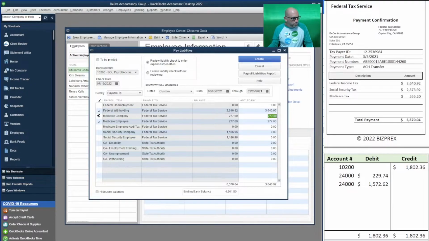So federal taxes we have to pay: 6,517.04. Yep, right here. Again, make sure the date is correct. Payroll account. Yes, yes, yes, yes.